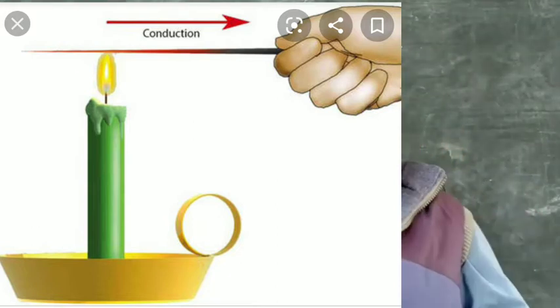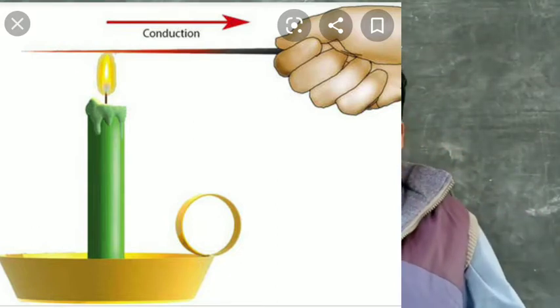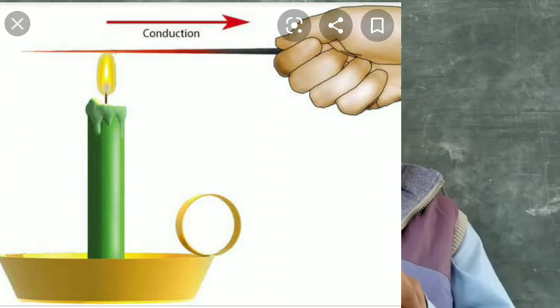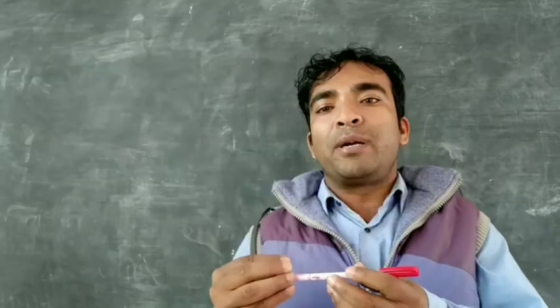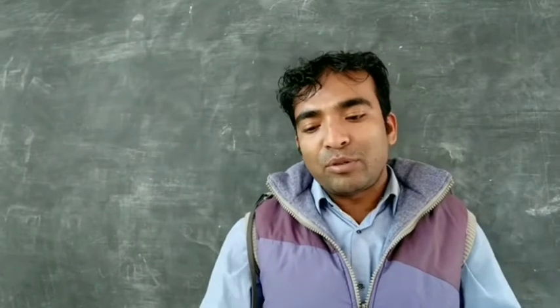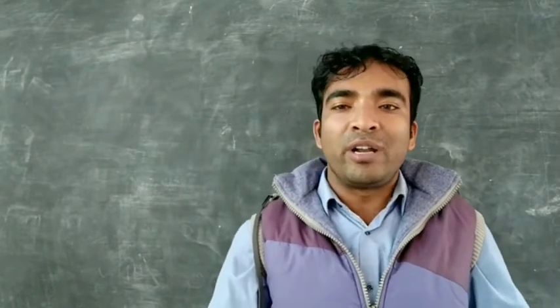For example, if we take a piece of iron and start burning one part, increasing the heat, slowly on the other part also we can feel the heat, the hotness of the object. This type of transfer of heat is known as conduction.